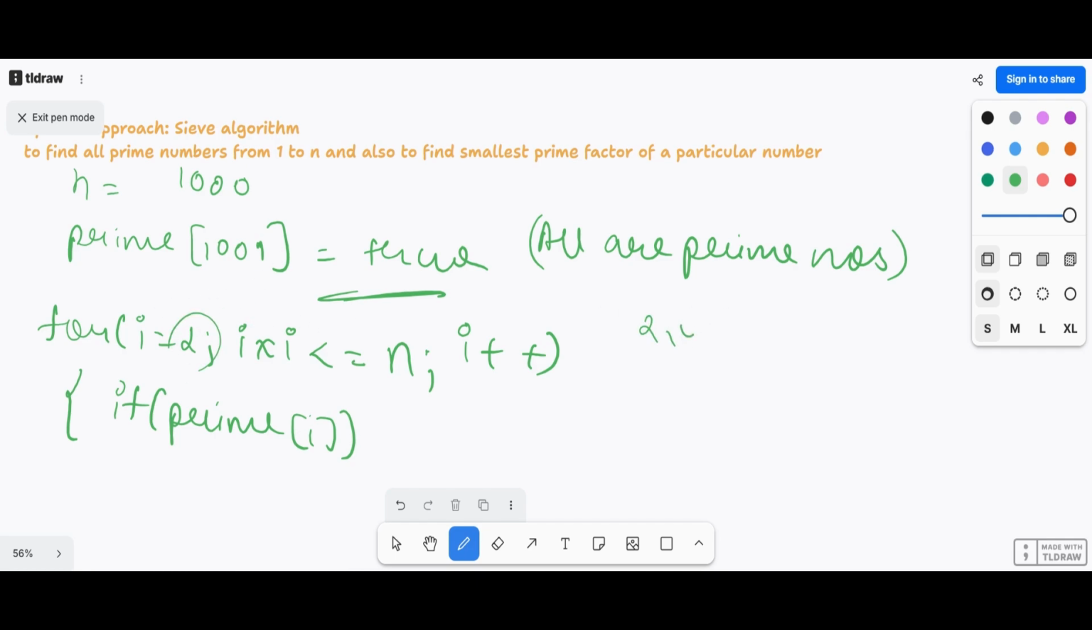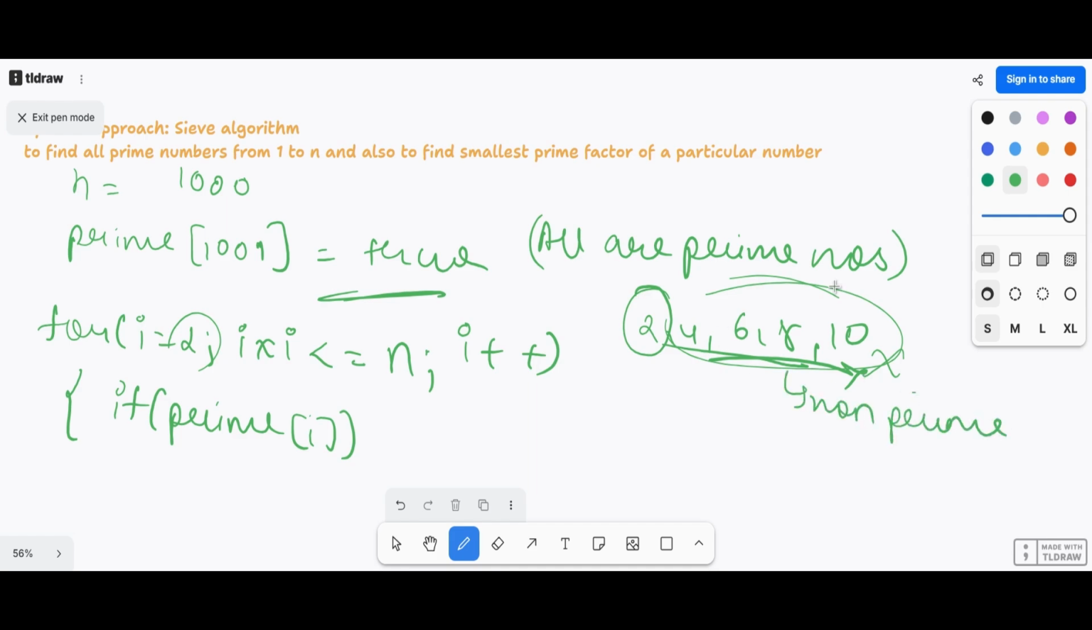Then of course 2, 4, and what else, 6, 8, 10, these all are multiples of 2, right? So those can never be prime because those are multiples of 2 anyways. Okay, so 2 being the smallest prime factor for all these numbers, these all are non-prime, so we'll mark prime of those particular j's as false.